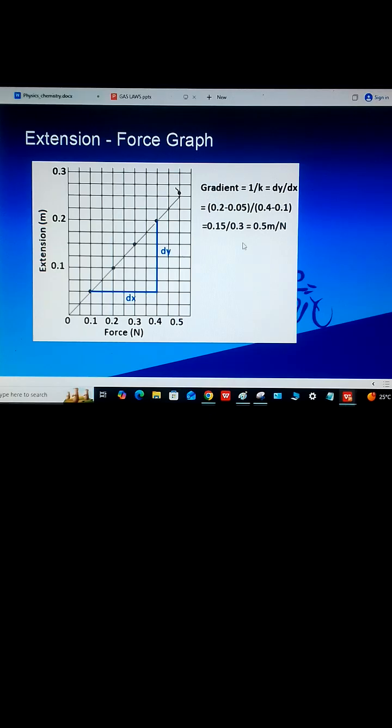So that is how we can investigate Hooke's law using a helical spring, by taking measurements and drawing the two graphs. So we have seen the relationship.